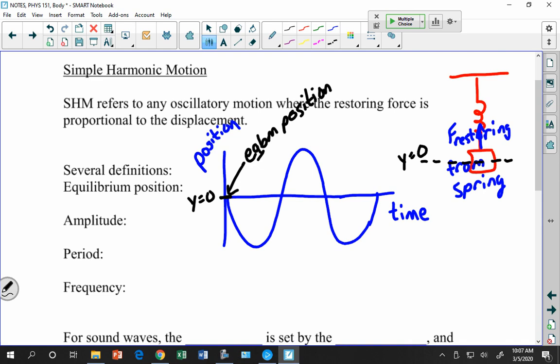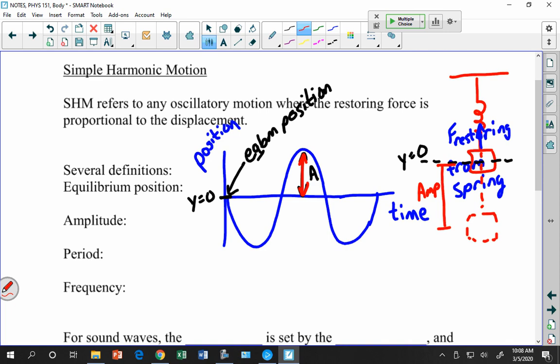The amplitude refers to how far the thing displaces from its original position. So if I have the spring here, and I have it hanging down like that, that's its equilibrium position right here. That's y equals 0. If I pull it down, this new position is the amplitude. This distance right here is my amplitude, and I measure it on the graph by looking at that value.